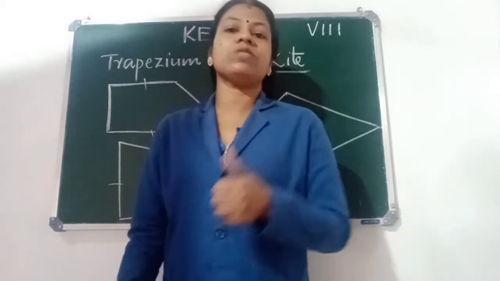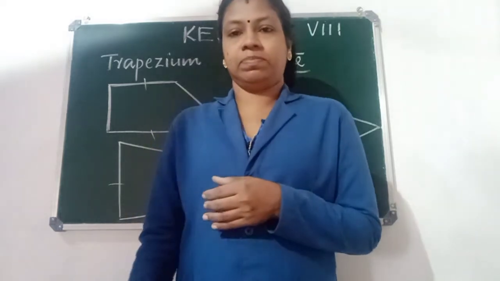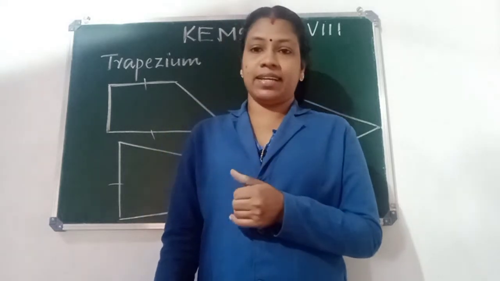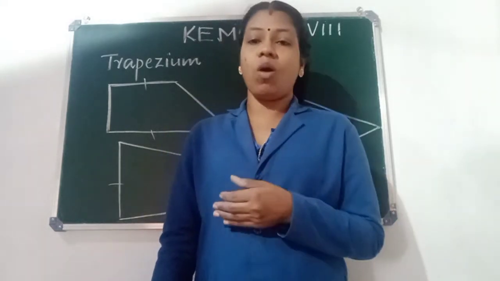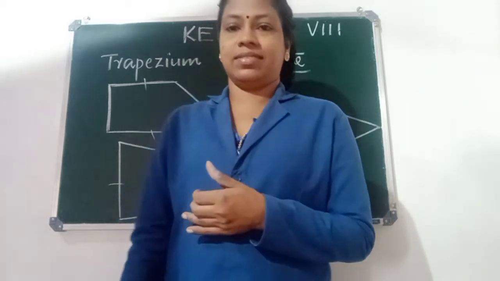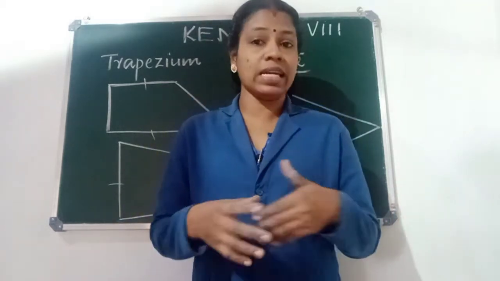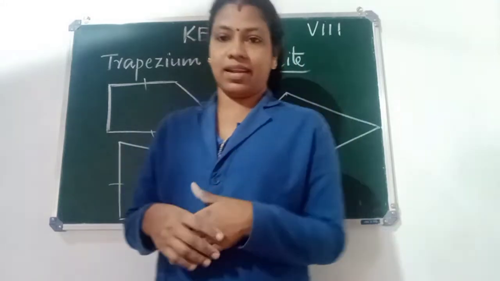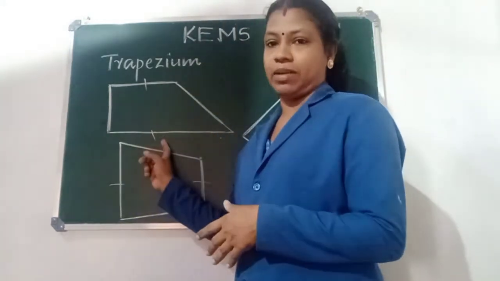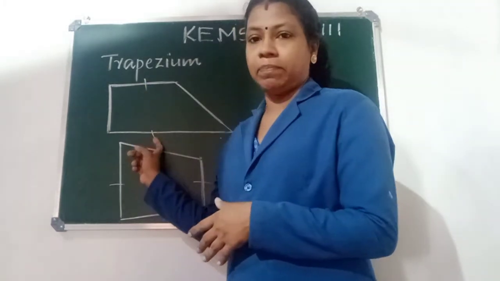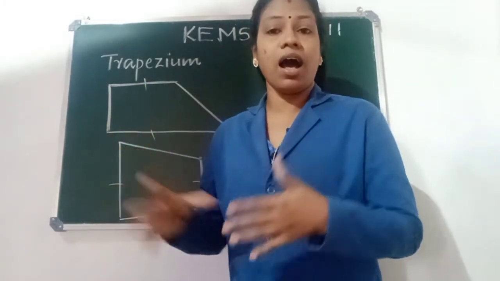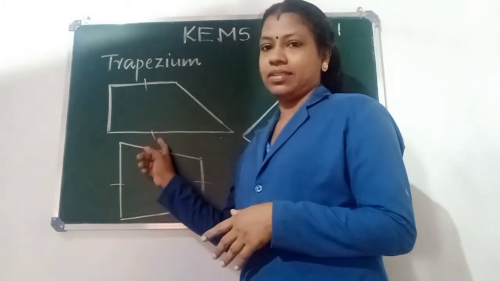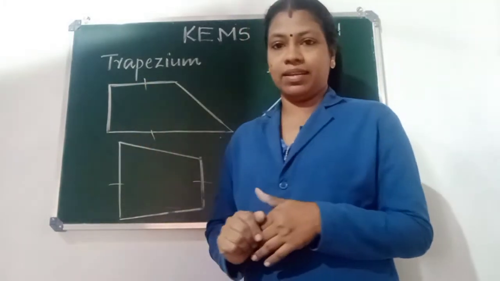Okay, first one, trapezium. A trapezium is a quadrilateral with a pair of parallel sides. So this is a trapezium. In a trapezium, any two sides are parallel. So these two sides are parallel. Here, these two sides are parallel.